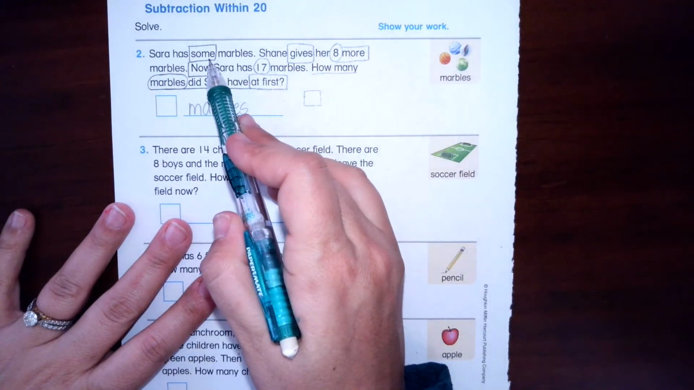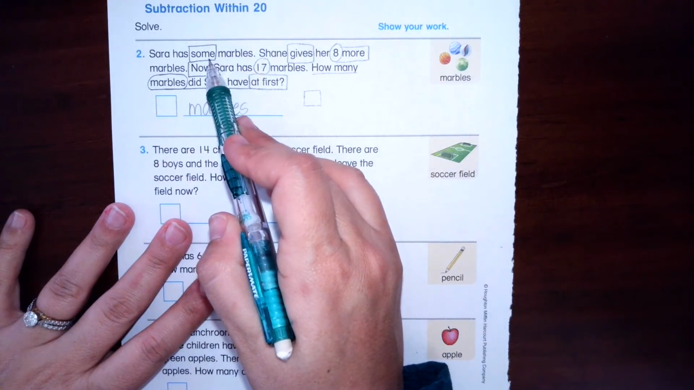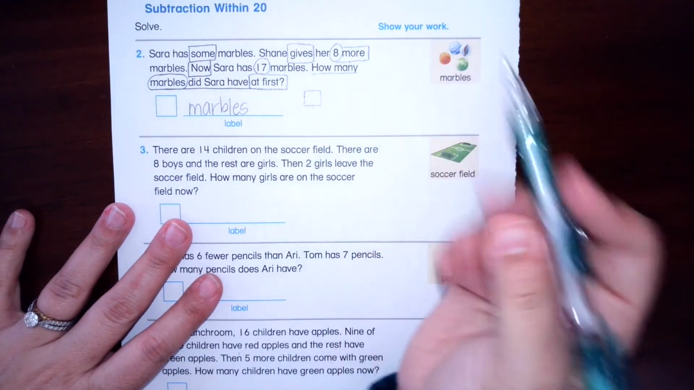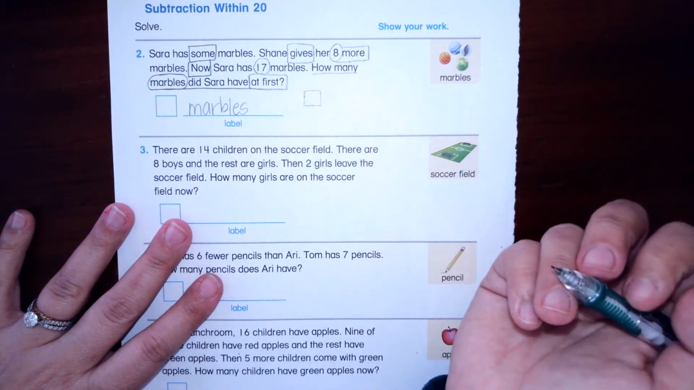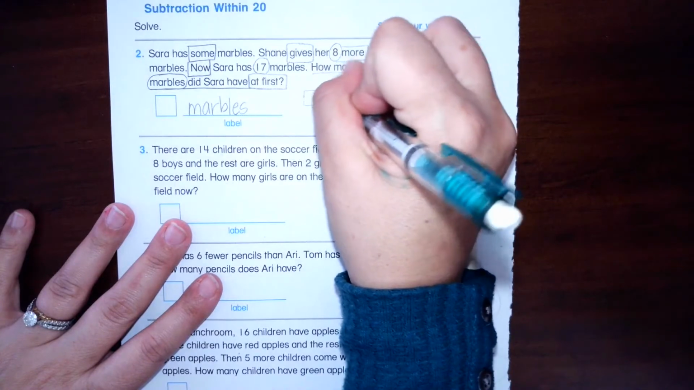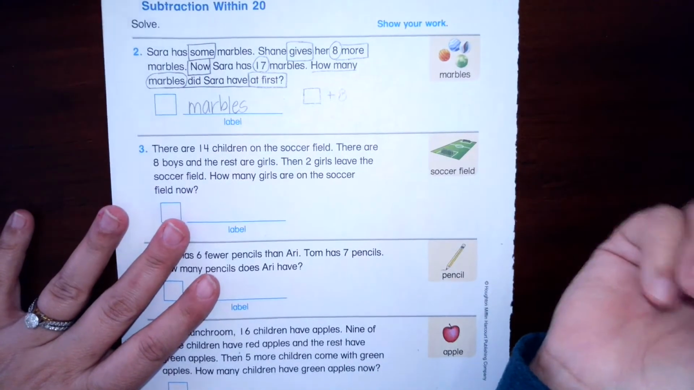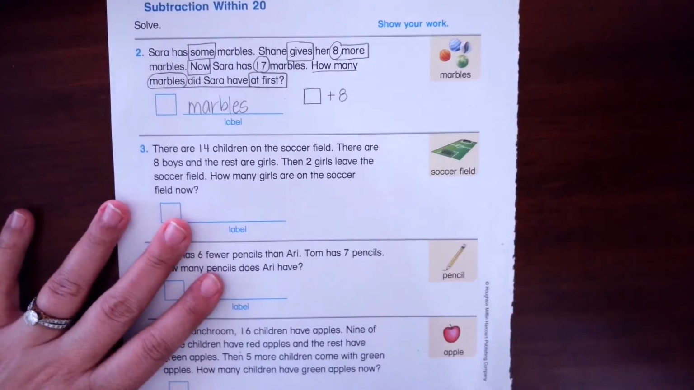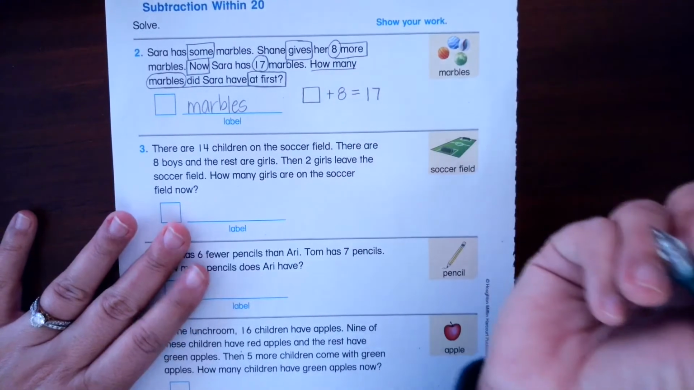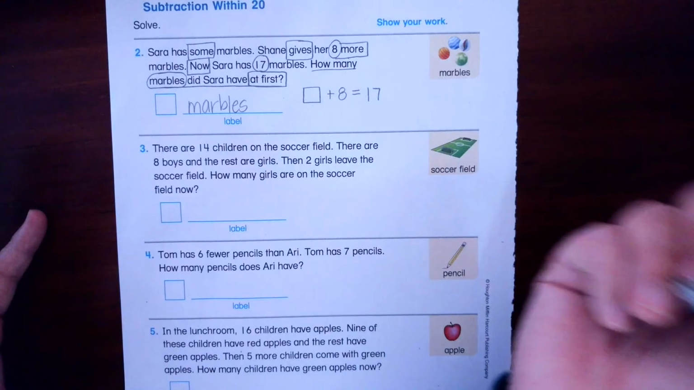So I see some marbles. Shane gives her 8 more. So she has this amount. Now she gets 8 more. So what does that mean I'm going to do? Plus 8. And then now she has 17. So I can solve the problem like this.